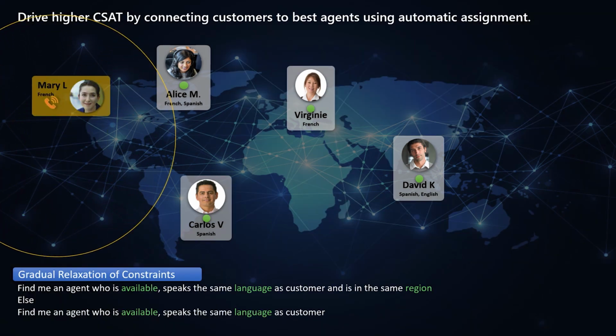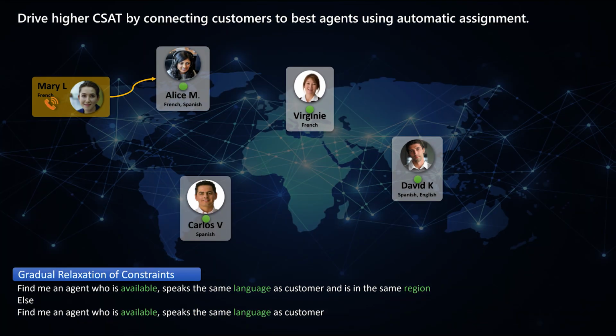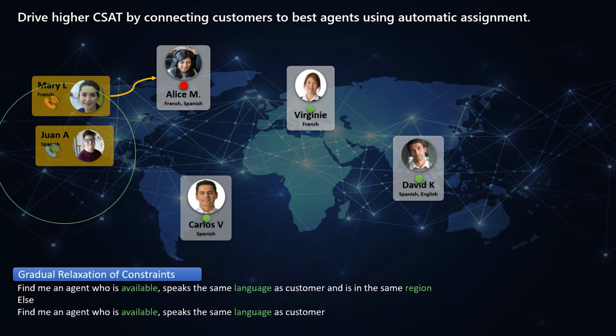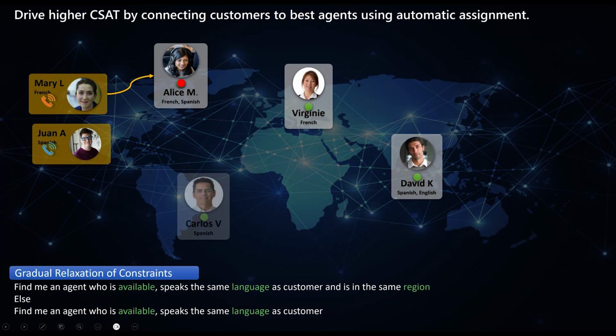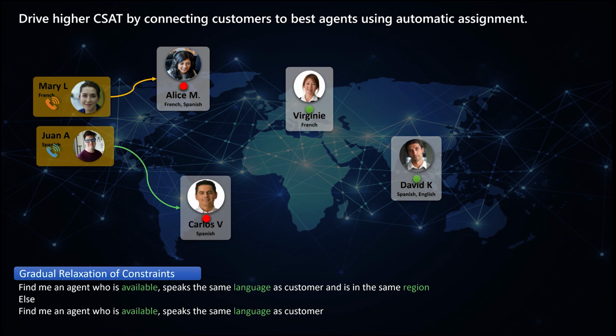Let us say Mary, a customer from North America who speaks French, calls. She is connected with Alice, who is available, speaks French, and is in the same region. A few minutes later, Juan calls from North America and he speaks Spanish. Technically the best agent for Juan is Alice, as she is from North America and does speak Spanish. But she is busy. So the system relaxes the region criteria and looks for the next agent who speaks Spanish, in this case Carlos.